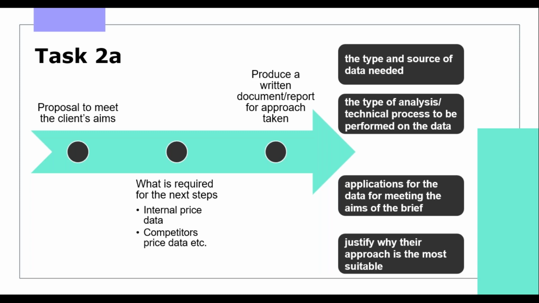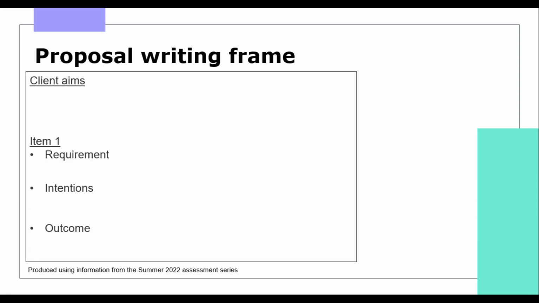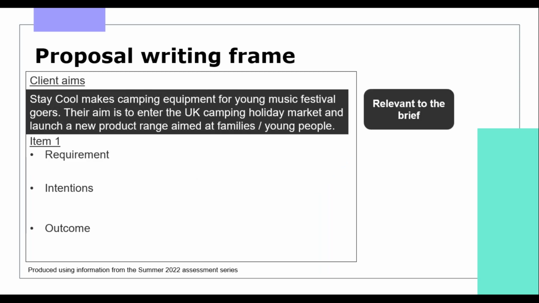Practicing with different timeframes is one way to help students prepare for this task, with the inclusion of the needs or aims of the business being a good tip, which can act as a reminder to ensure the information is relevant to the brief. Here's an example using the Summer 22 series, and this can be quick for students to include, as they can copy and paste the information from the brief.